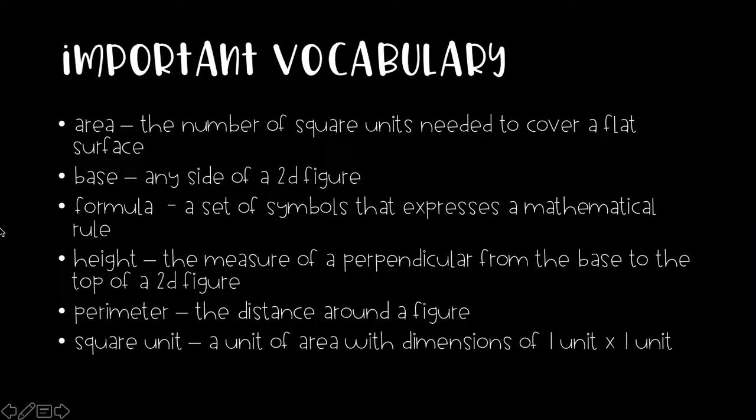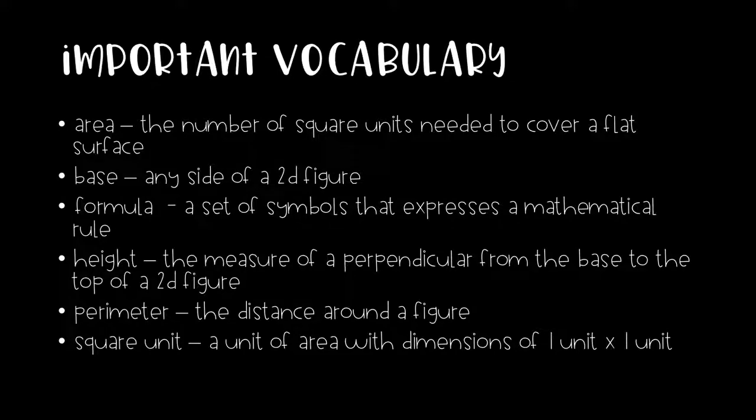Here are important vocabulary words that you need to know in order to go through with this lesson on area and perimeter. The first vocabulary word is area. This is the number of square units needed to cover a flat surface. Then we have base. This is any side of a 2D figure.